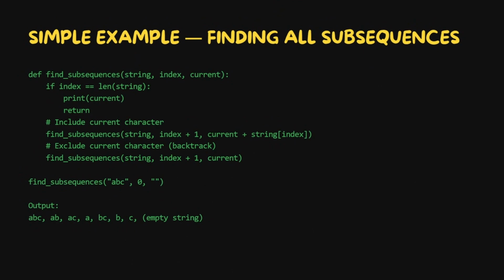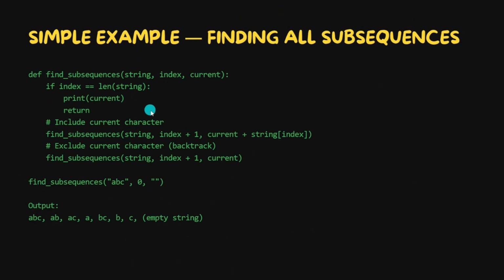So this is the code for finding all subsequences of a string. Let's break the code down step by step. First, we define the function to find the subsequence. It takes the string, current index, and current subsequence as parameters. Then we have the base case. If the index reaches the end of the string, which is if index equals the length of the string, we print the current subsequence and return.